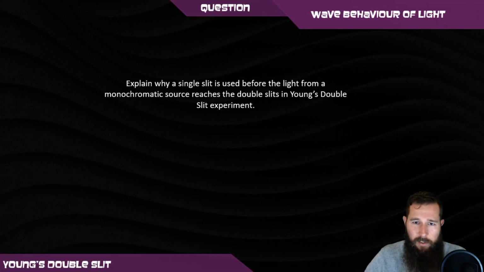Explain why a single slit is used before light reaches the double slits in Young's double slit experiment.